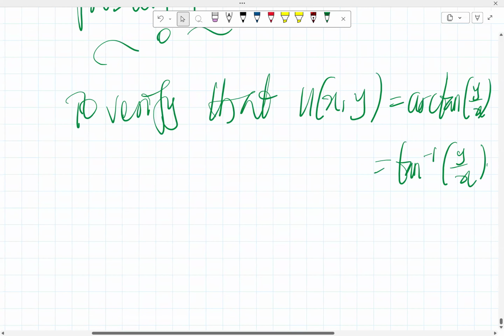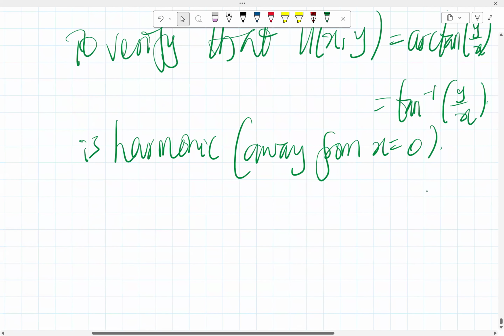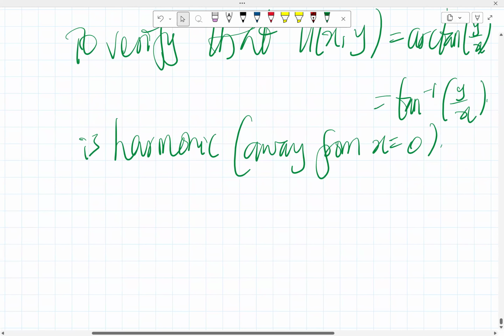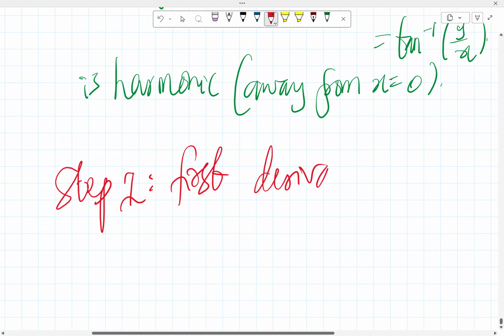It is harmonic away from x equals 0. Okay. So we then have, so we go for step 1. Step 1, we do first derivatives.